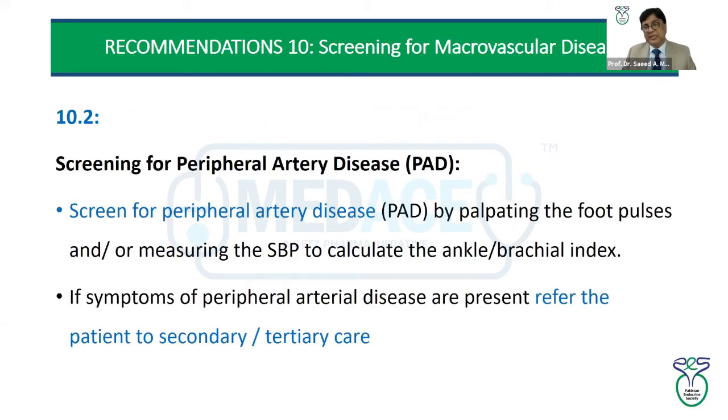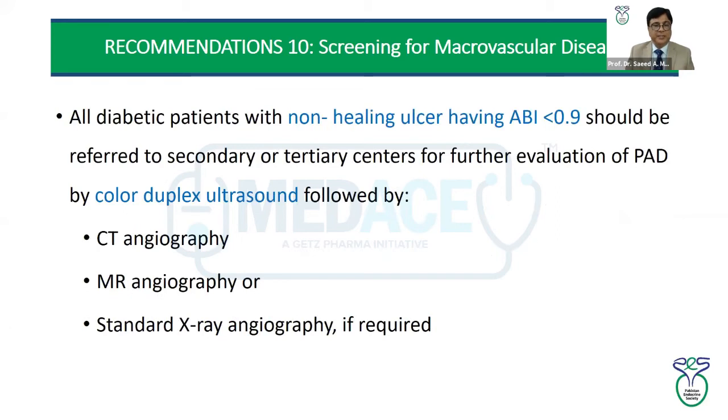Peripheral arterial disease, again, is not uncommon in diabetics, especially after a long history of diabetes. So peripheral arterial disease should be evaluated. A simple method is that we always palpate the foot pulses and measure the systolic blood pressure to calculate the ankle brachial index. If symptoms of peripheral arterial disease are present, then we definitely recommend that the patient be referred to a secondary or tertiary care center where more advanced tests are available, and this patient should be evaluated more for peripheral arterial disease.